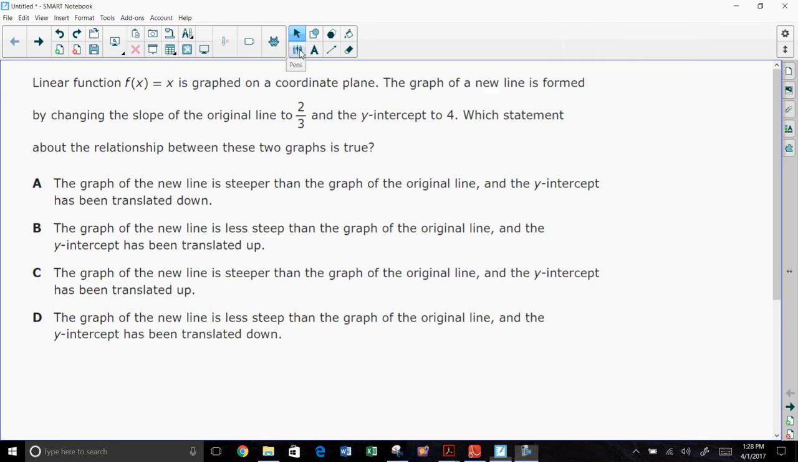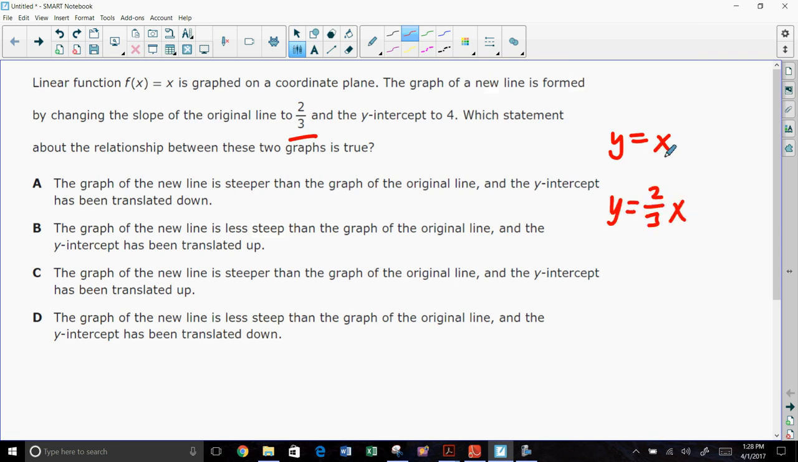Alright, so what we're going to end up doing is they're saying that we're going to have two equations, two graphs. The first one they said was y is equal to x. And it says a new graph is formed. They're going to change the slope to 2/3. So instead of having a slope of 1, now the slope is going to be 2/3.